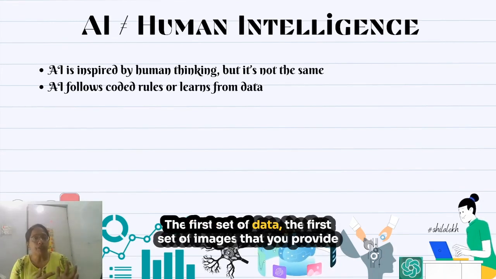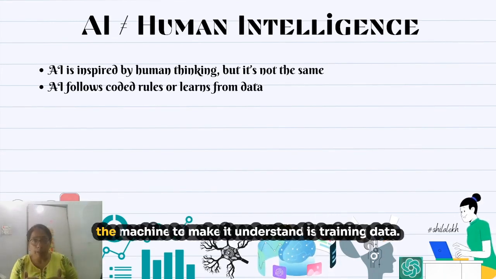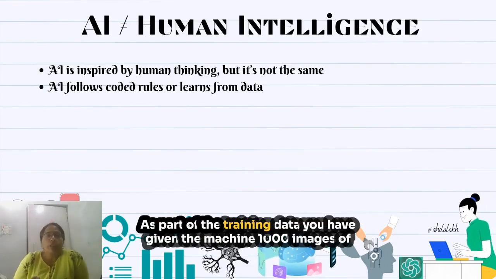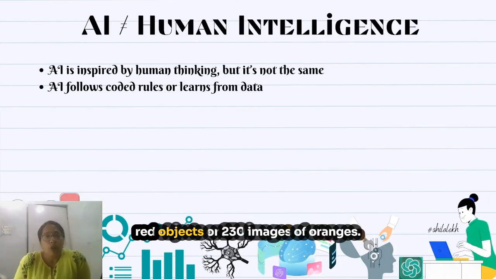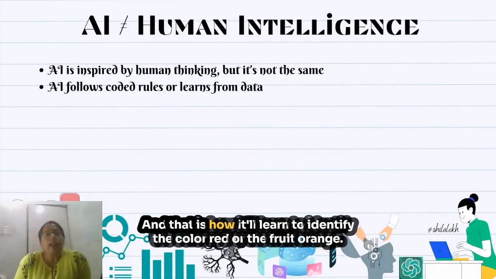The first set of data, the first set of images that you provide the machine to make it understand, is training data. As part of the training data, you have given the machine 1000 images of red objects or 230 images of oranges, and that is how it will learn to identify the color red or the fruit orange.